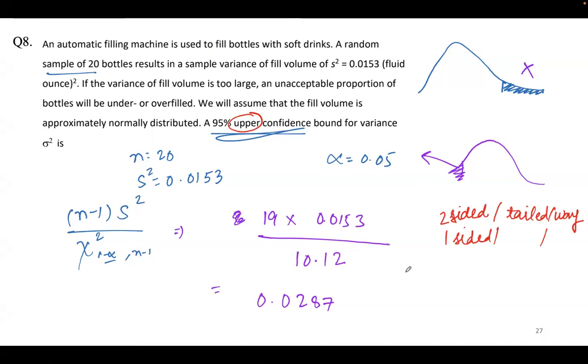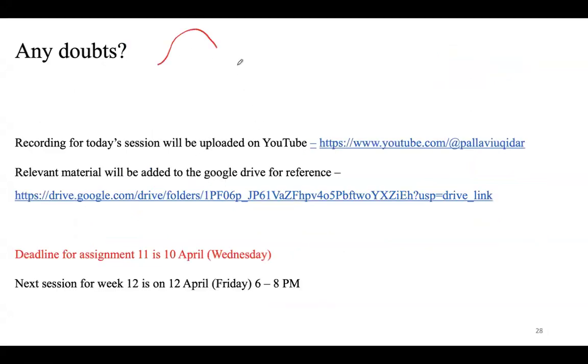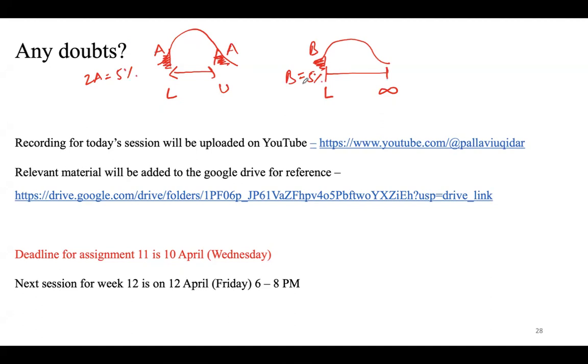So let me draw it here. If your confidence interval is like this, we have a lower limit and an upper limit. But if instead your confidence interval is like this, you just have a lower limit and the upper limit is infinity. So here you had this term and this term, and here you just have this term. Now, same thing: here 2a is equal to 5%, and here it's just b is equal to 5%. So if alpha is equal to 0.05, then each of these is going to be alpha by 2 and alpha by 2. But here if alpha is equal to 0.05, then this directly is 0.05.